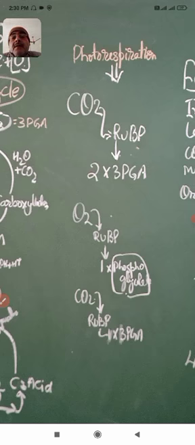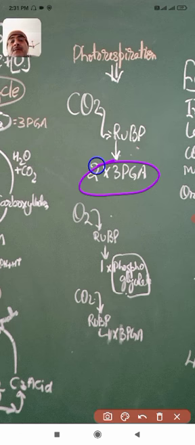My dear students, in C3 plants, this carbon dioxide gets fixed by the RuBP. So this RuBP, that is ribulose bisphosphate, and the formation of 2 molecules of 3-PGA takes place in a general way.